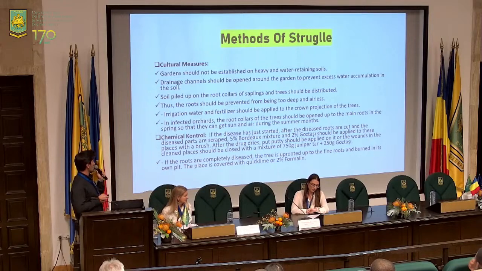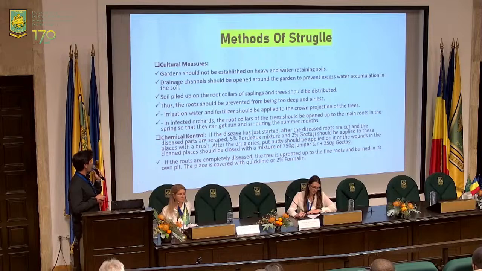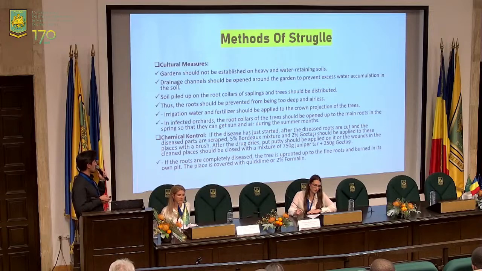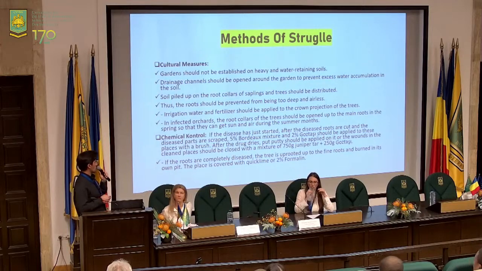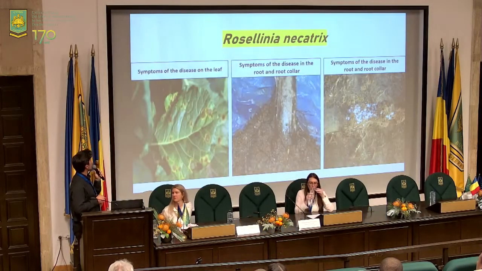Chemical control. If the disease has just started, after the diseased roots are cut and the diseased parts are cleaned, 5% Bordeaux mixture and 2% blue stone should be applied to the place with a brush after the wound is dry. Here are Rosellinia necatrix symptoms of the disease on the leaf and root.